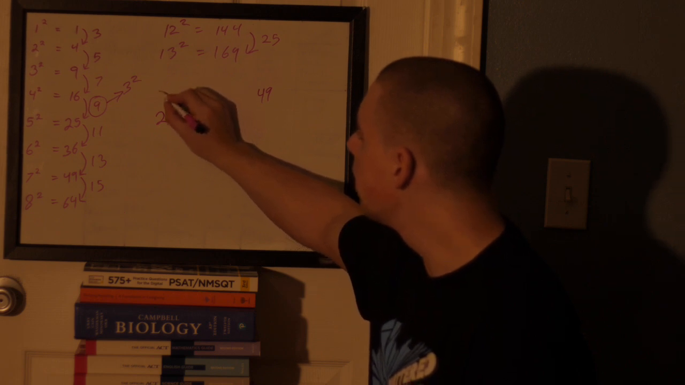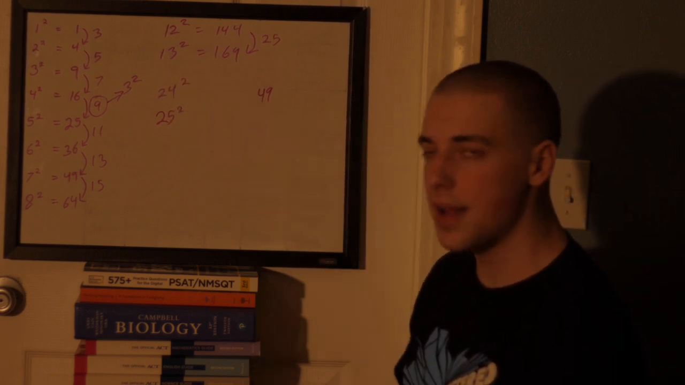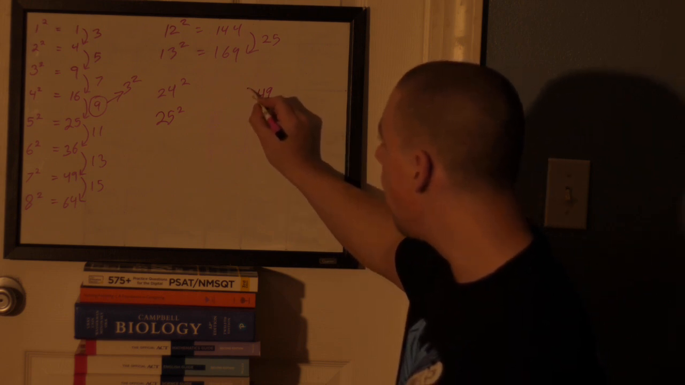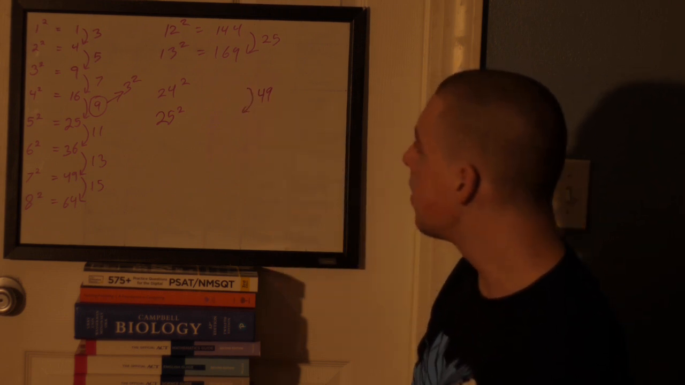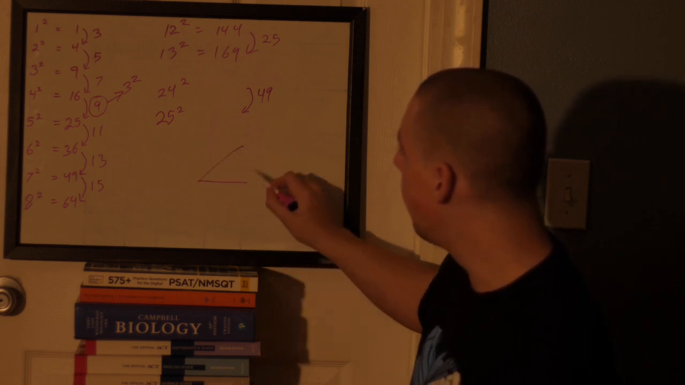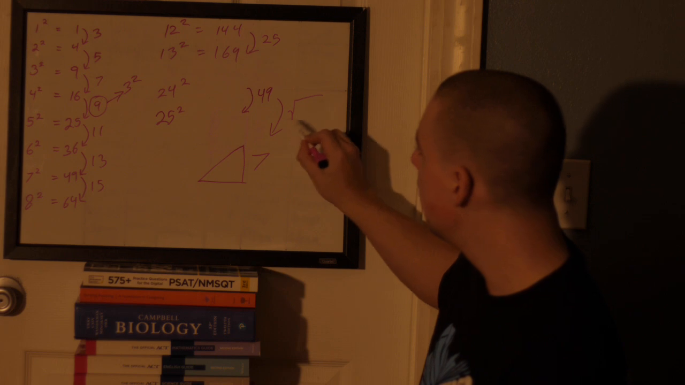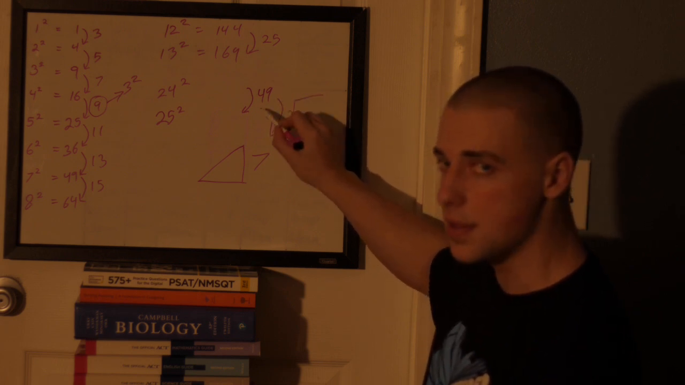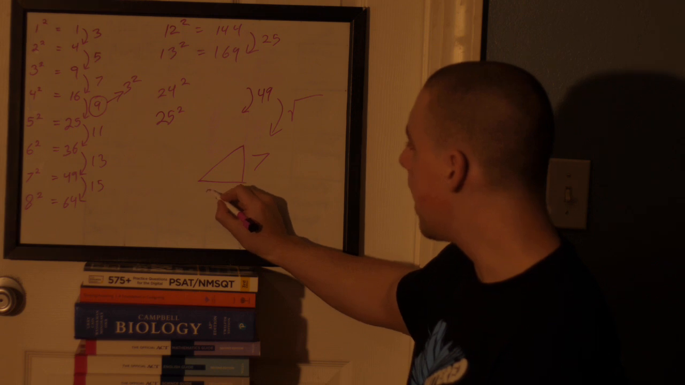25 squared, 24 squared. The difference between these squares, I don't even have to calculate it, I just know that the difference between these squares is 49. That means that there is a triangle that is 7, the square root of 49. Remember, this is b squared, 24, which is a squared.